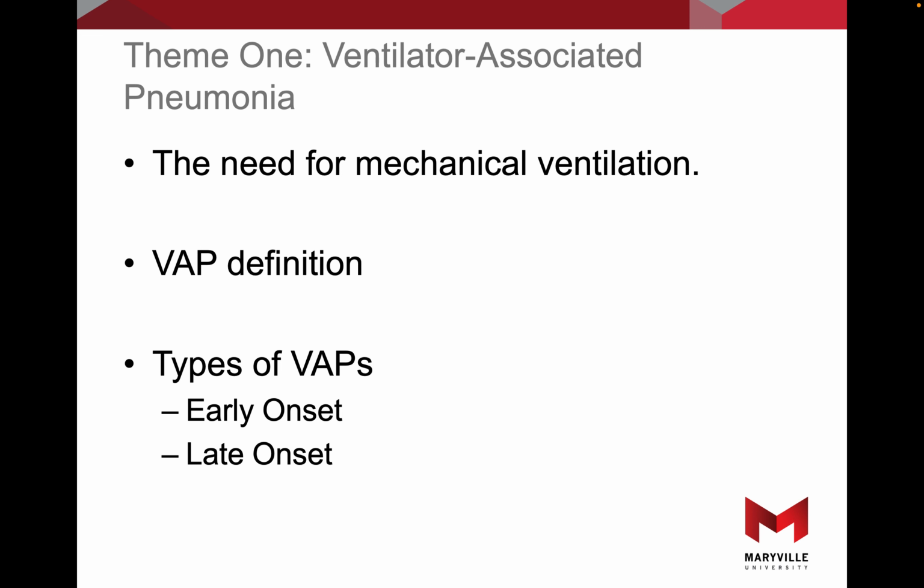The second type of ventilator-associated pneumonia is considered late onset, which is a pneumonia that occurs after the initial 4 days of ventilation. Late onset VAPs are more likely to be caused by gram-negative bacteria and are therefore harder to treat. It is also associated with a higher morbidity and mortality rate.